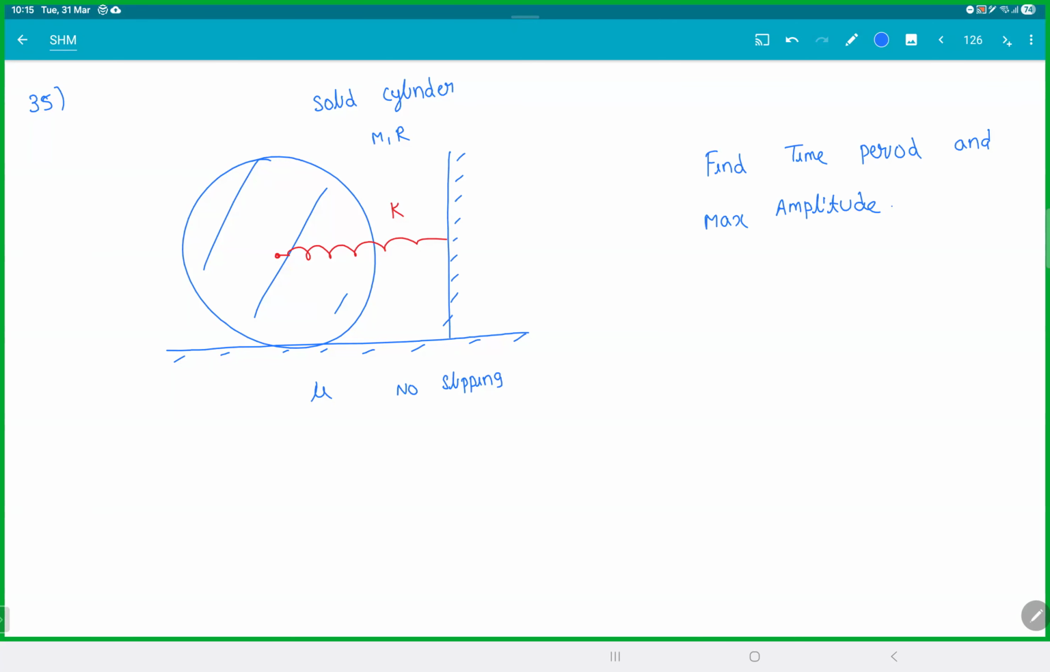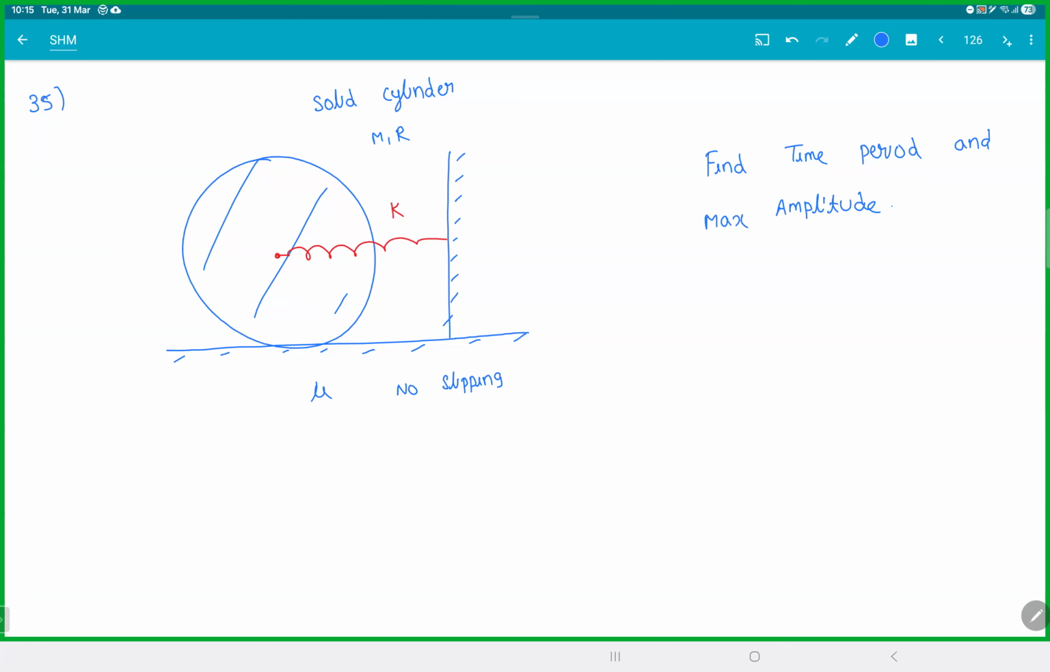Meaning, just to give a little context here, what is the difference if you have friction and if you don't have friction? Listen to me. If you look into my screen, you will notice this thing. Suppose if there is no friction, if it was smooth, what will happen? The solid cylinder will simply go left and right. This is as good as having a block. Answer will be 2 pi root m by k.